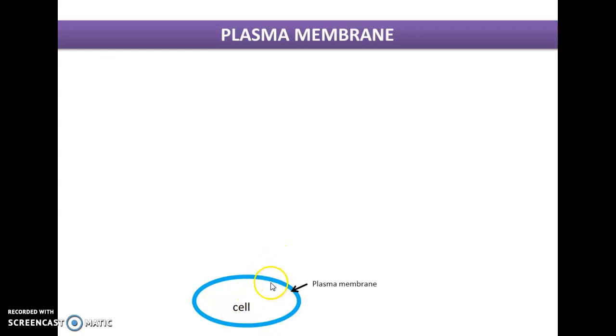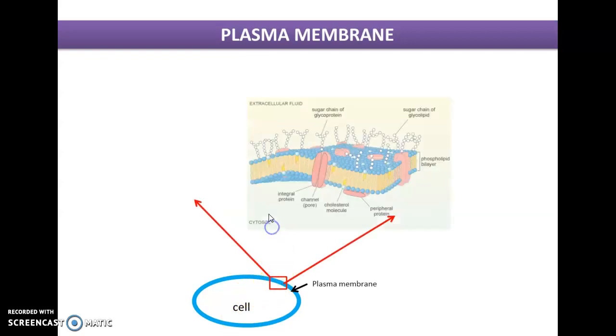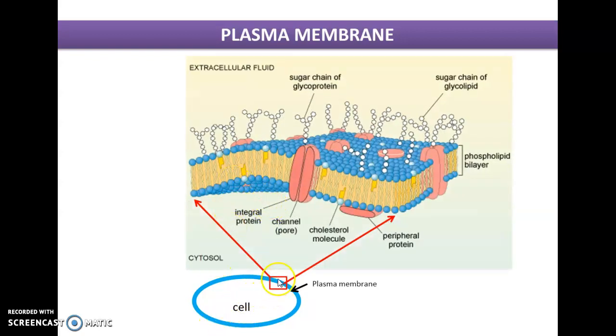So here is the detailed structure of plasma membrane. If we enlarge this structure of plasma membrane, we'll find this type of structure. So plasma membrane is a living, thin, delicate, elastic and semi-permeable membrane. Before proceeding, let us know what is selectively permeable membrane.